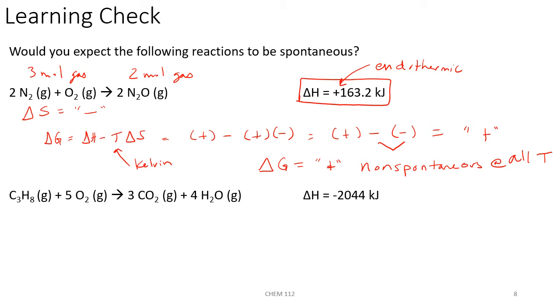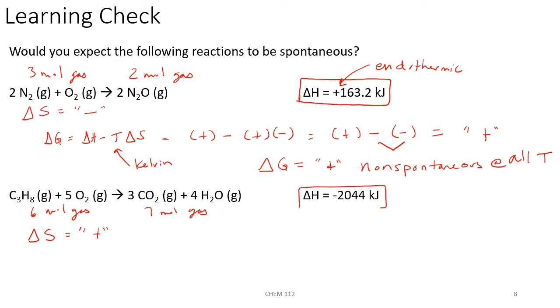In our second example, we have C3H8, which is a gas, plus 5 moles of O2, forming 3 moles of CO2 and 4 moles of gaseous water. There's a total of 6 moles of gas on the reactant side and a total of 7 moles of gas on the product side. We formed more gas, which means our reaction got more disorderly, so our sign for our entropy change would be a positive value, signifying an increase in disorder.